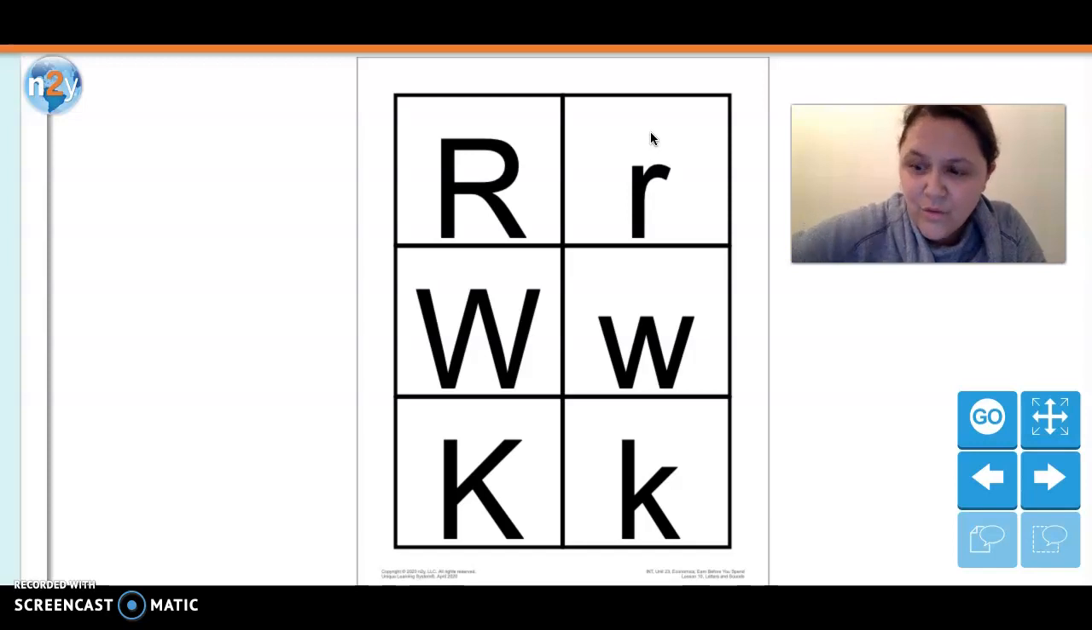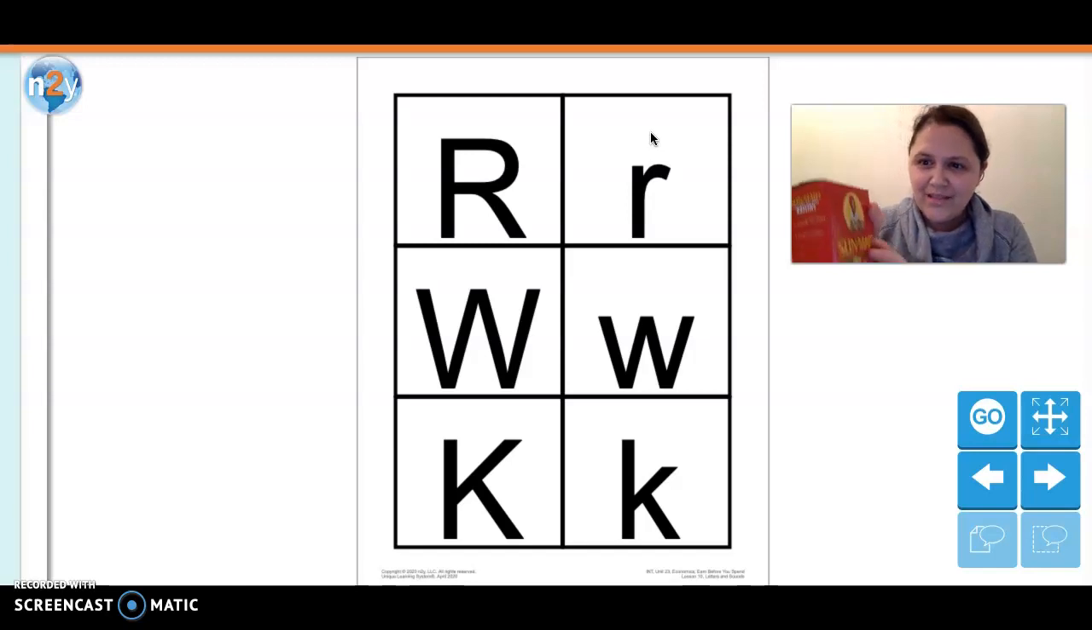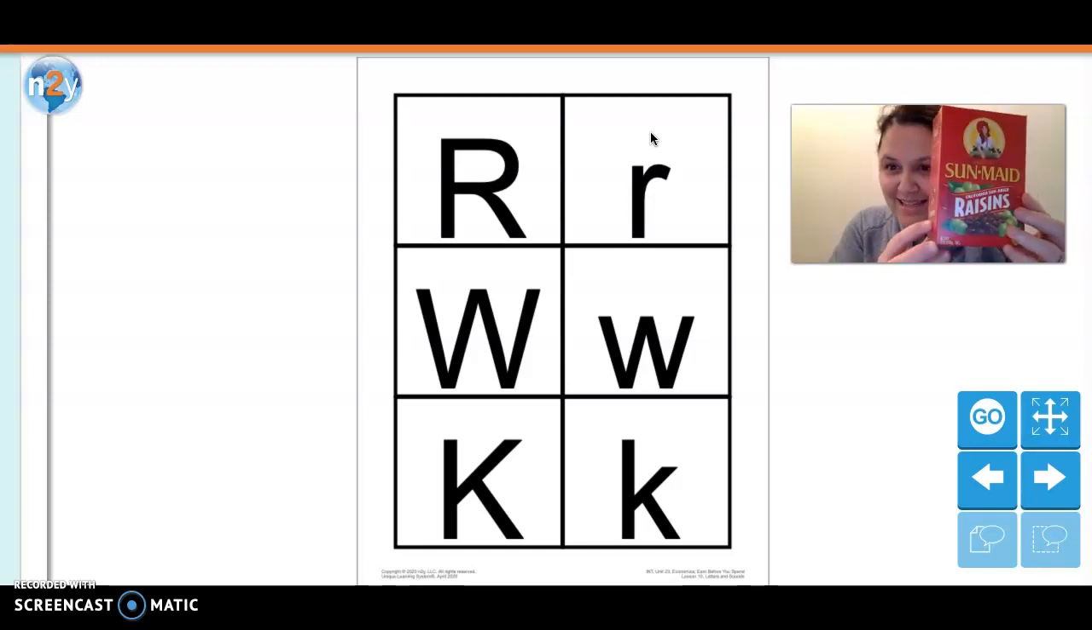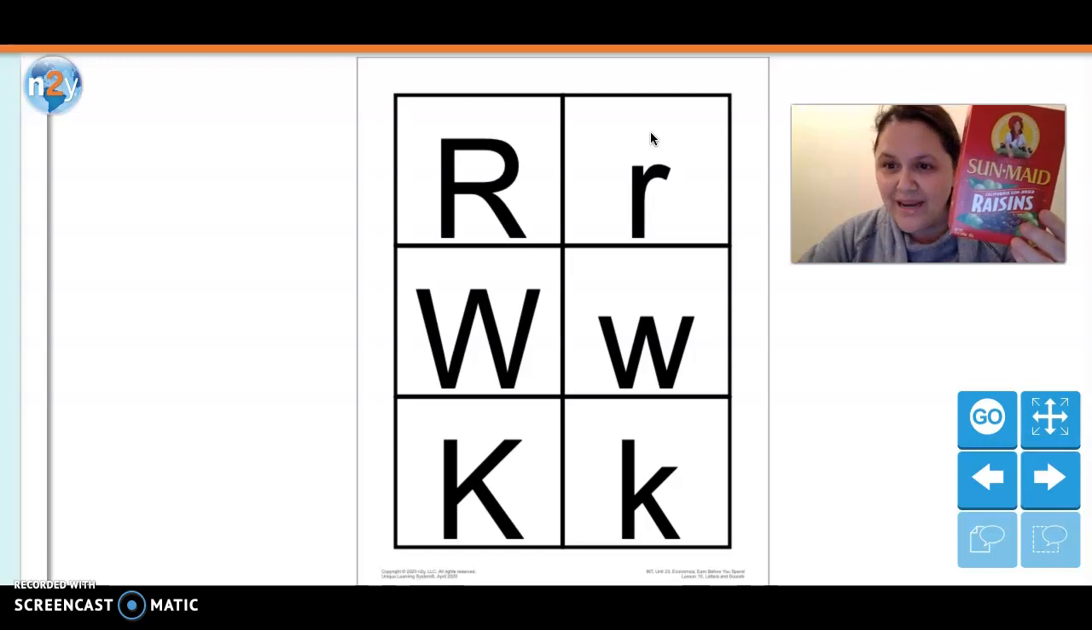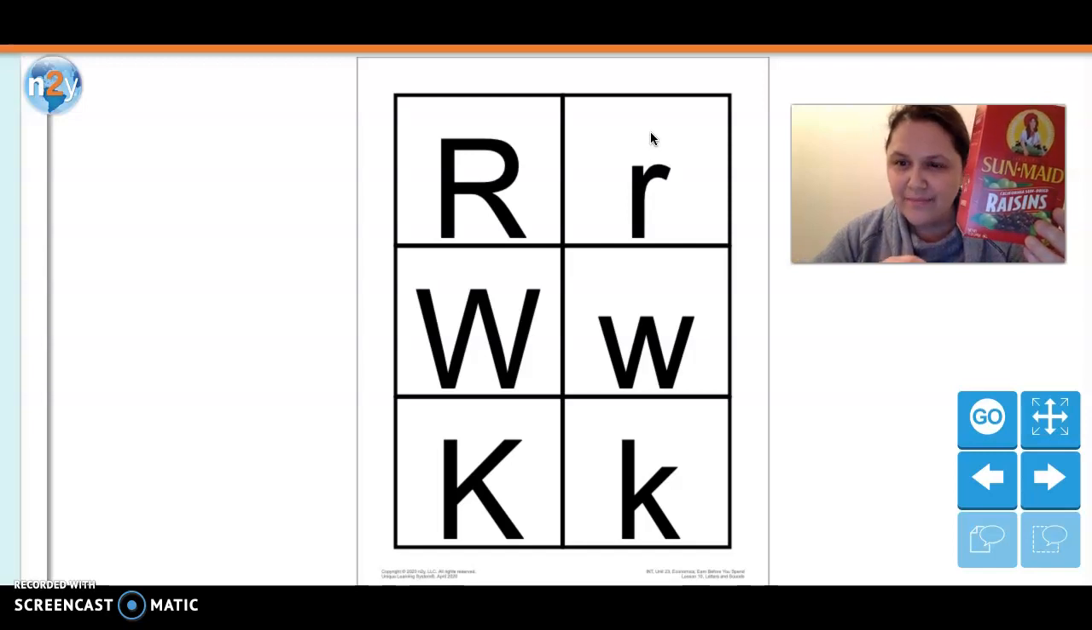It's the color red. Now I also found a box of raisins. Raisins.